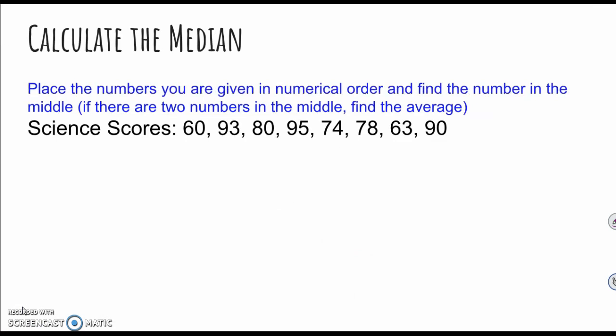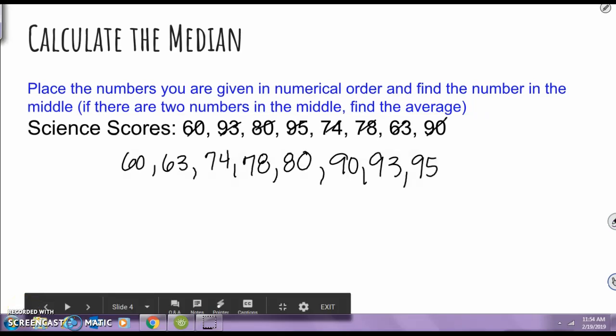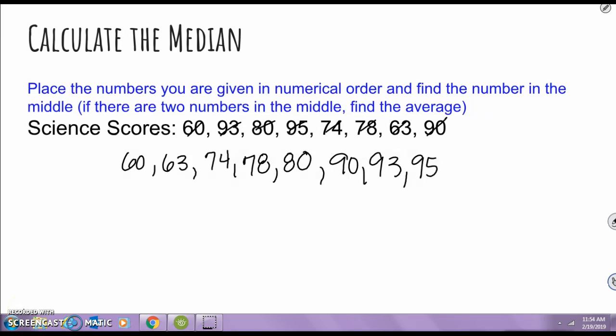Next, we will calculate the median. In order to calculate the median, you must place the numbers you are given in numerical order and find the number in the middle. Let's go ahead and write these numbers in order from least to greatest. Ordered from least to greatest, we have 60, 63, 74, 78, 80, 90, 93, and 95. Remember, median stands for middle number.